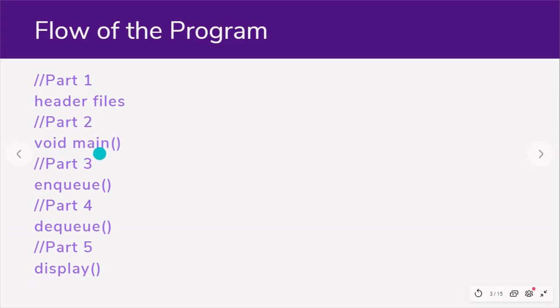Part 2 is our void main function, in which the program would take the input from the user and process it. Third part consists of our enqueue function, in which data inputted by the user would be inserted in our queue, and part 4 is the dequeue function, in which the data would be removed or deleted from our queue. And finally part 5 is used to display the elements of our queue.